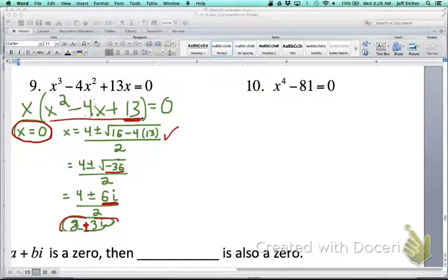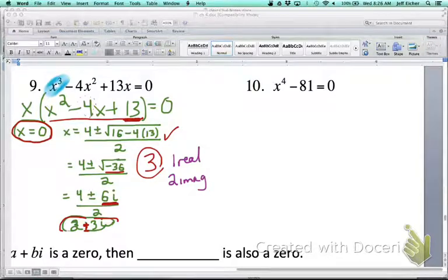So we get 3 solutions. Hopefully you predicted that based on this right here. It's an odd degree. We get 1 real number solution, which is 0, and we get 2 imaginary solutions, the 2 plus or minus 3i.